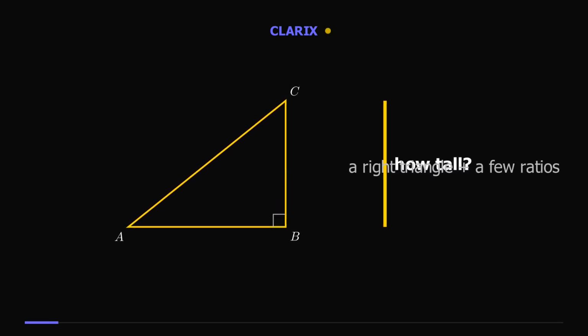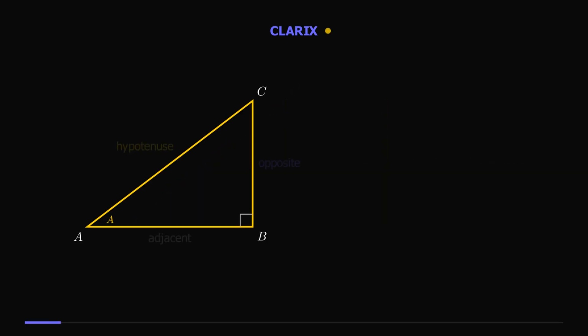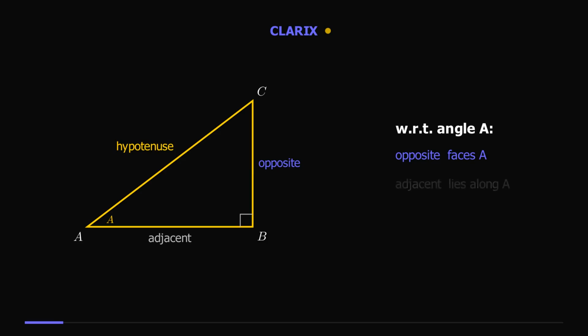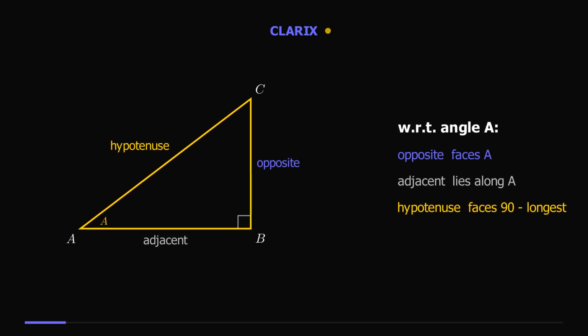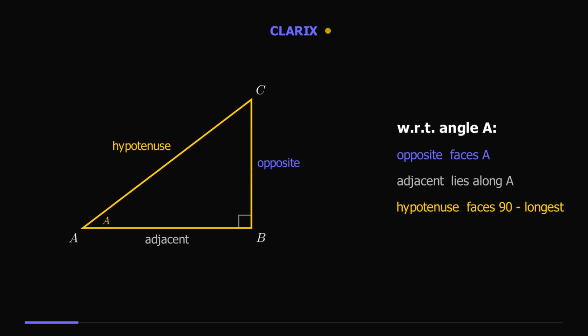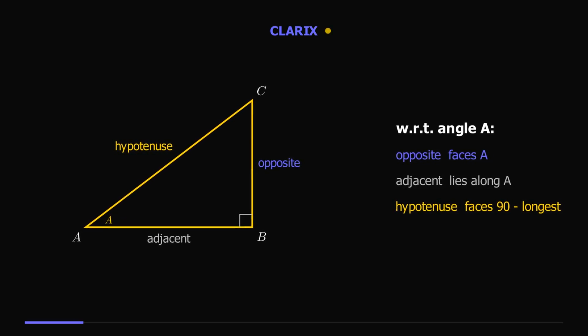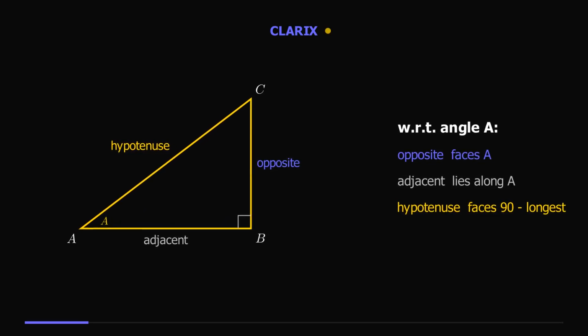Let's start with the triangle. Take a right triangle and pick one of its acute angles. Call it A. Now name the 3 sides with respect to A. The side directly facing A is the opposite side. The side resting along A, that isn't the slanted long one, is the adjacent side. And the side facing the right angle, always the longest, is the hypotenuse. These 3 names are the whole game. Get them right and every ratio falls out.